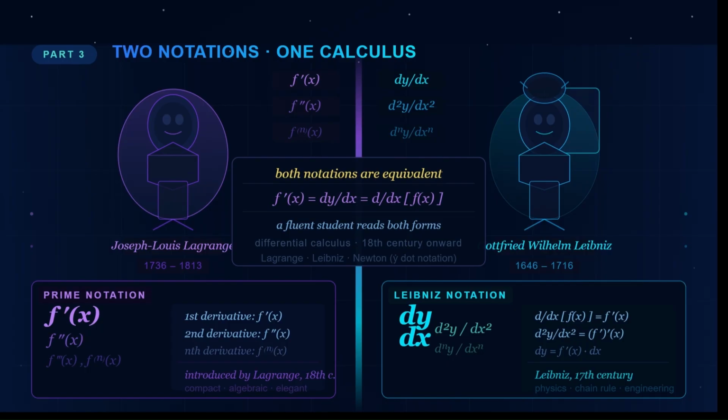The second is Leibniz notation, introduced by Gottfried Wilhelm Leibniz himself, and it is arguably the more powerful of the two. The derivative is written as dy over dx, read as dy dx, or the derivative of y with respect to x. This notation captures the idea of an infinitesimally small change in y, written dy, divided by an infinitesimally small change in x, written dx. Leibniz notation is especially useful in physics, engineering, and when working with the chain rule. Both notations coexist in modern mathematics, and a fluent calculus student must be comfortable reading and writing in either form.